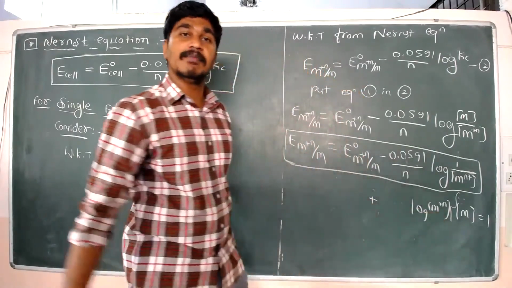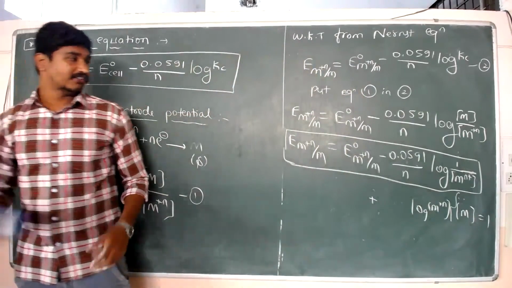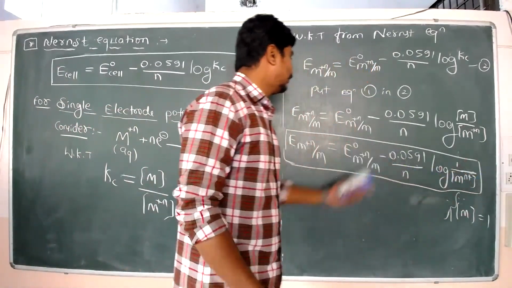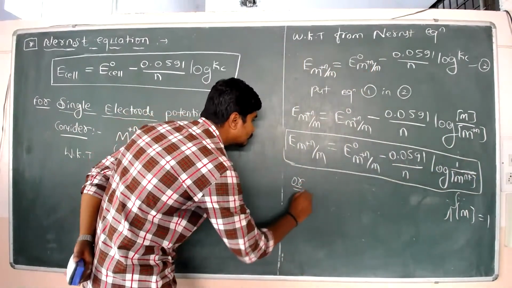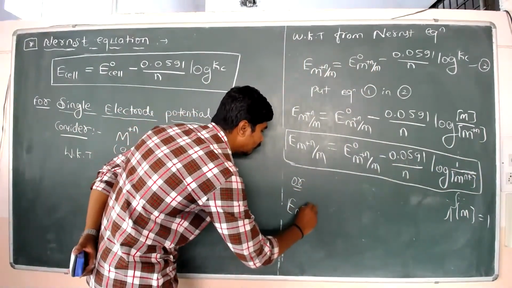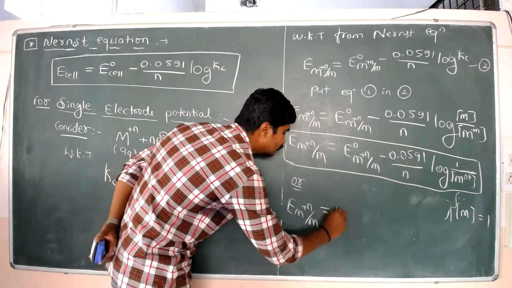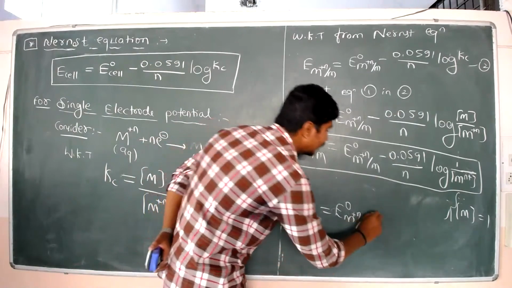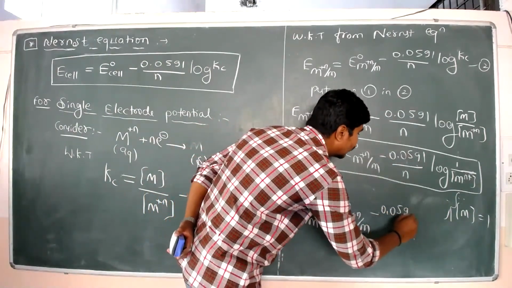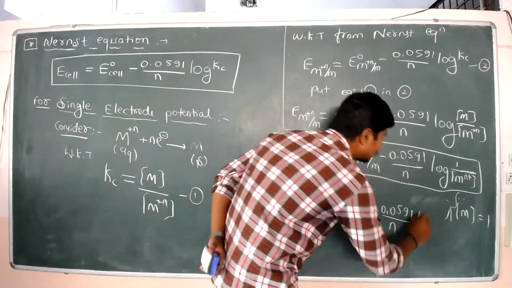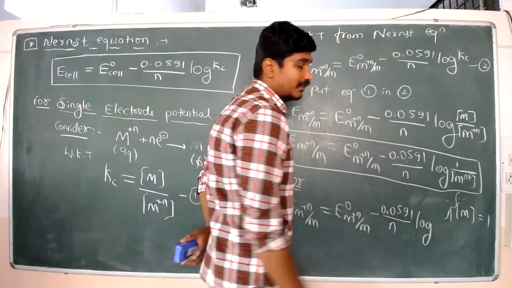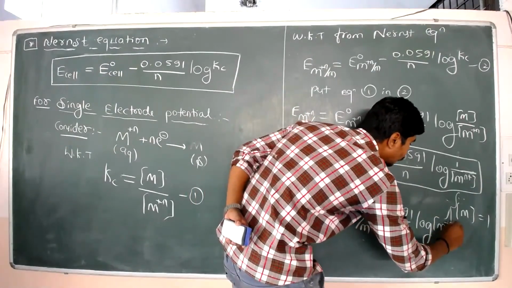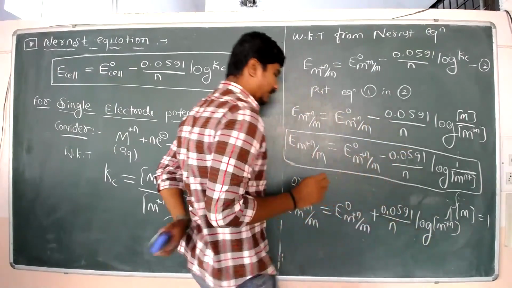It means electrode potential is directly proportional to this one, the concentration of the metal ions. That I am writing here. What happens when this denominator becomes numerator? This minus will become plus, or E of M to the power n plus by M is equal to E naught of M to the power n plus by M minus 0.0591 by n log. Now just check. I am taking denominator to the numerator, so here it is M to the power n plus. What happens? This minus will become plus.